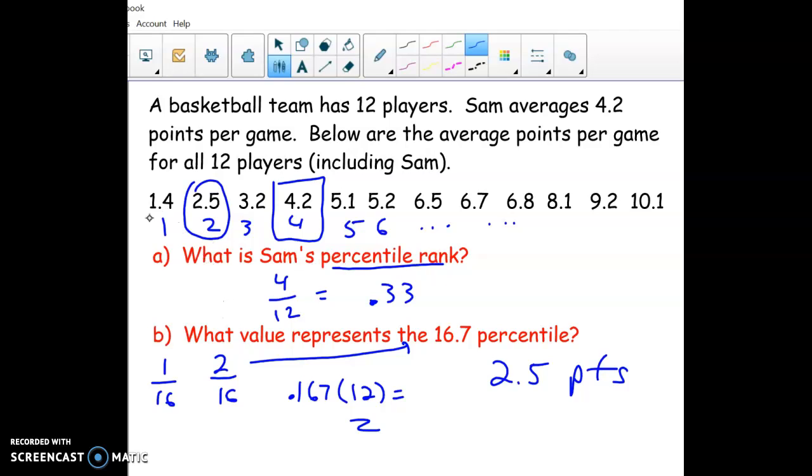Find the percentile rank by counting up from the bottom, that position divided by the total ones. And then the reverse is, I usually just do this, multiply the percent by the number of positions, and then find the value at that spot.